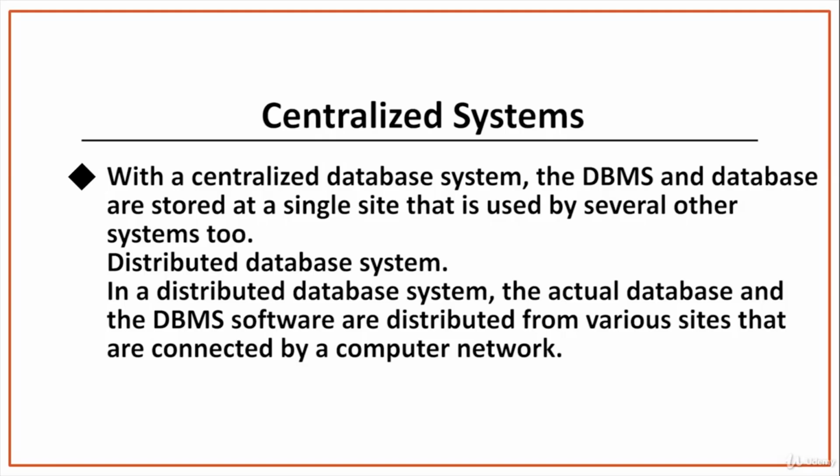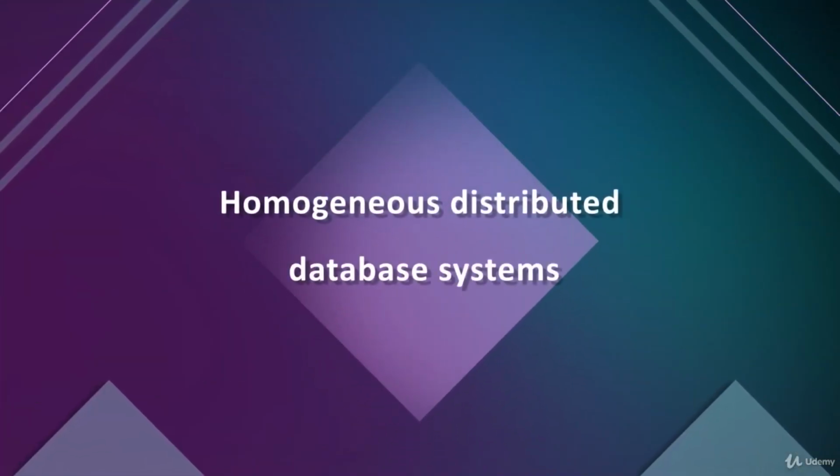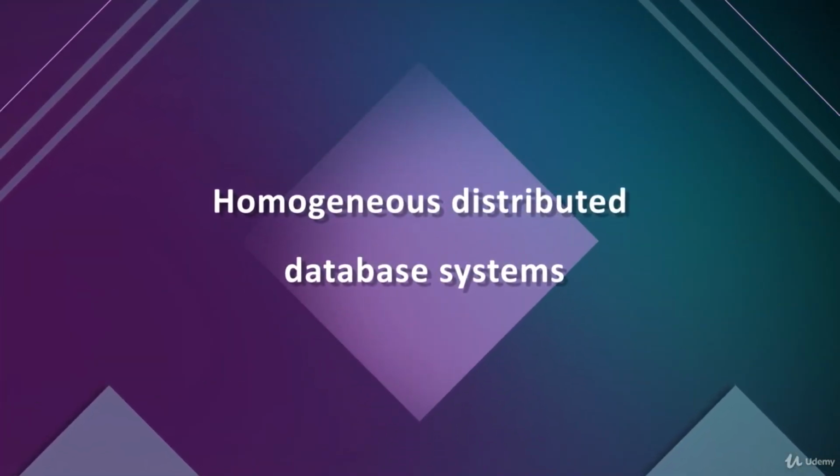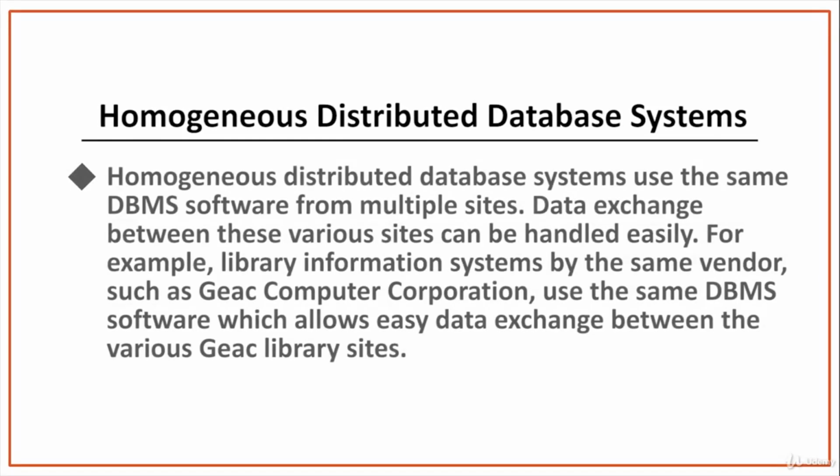In a distributed database system, the actual database and the DBMS software are distributed over various sites that are connected by a computer network. Third are your homogeneous distributed database systems. Homogeneous distributed database systems use the same DBMS software from multiple sites. Data exchange between these various sites can be handled easily. For example, library information systems by the same vendor, such as GIAC Computer Corporation, use the same DBMS software, which allows easy data storage between the various GIAC library sites.